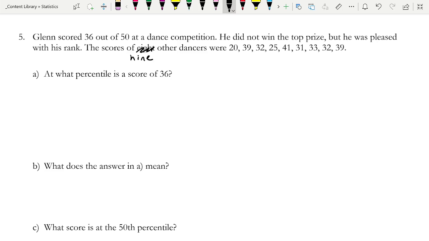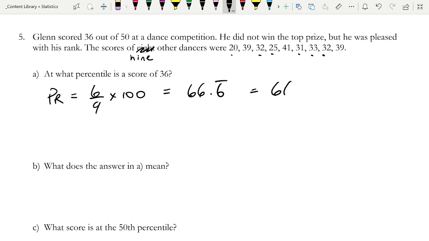All right, what's his percentile score? Percentile rank. First, at what percentile is a score of 36? So the percentile rank for 36 is how many numbers are smaller than 36? Well, 1, 2, 3, 4, 5, 6. 6 out of 9 times 100. I bet you could do that in your head. Anybody know 6/9 as a decimal? Hint, it's 2/3. It's 0.6 repeating. And remember that when you do this, 66.6 repeating, you round down when you're doing percentile ranks. So his percentile rank is 66th.